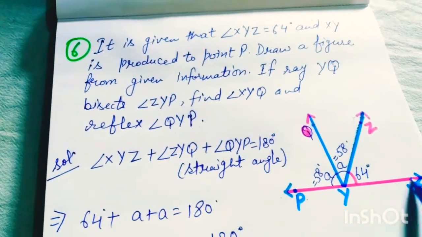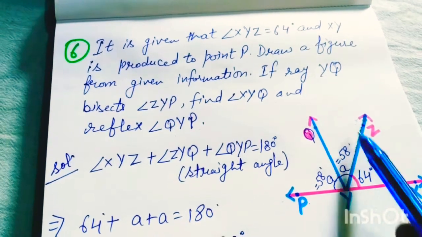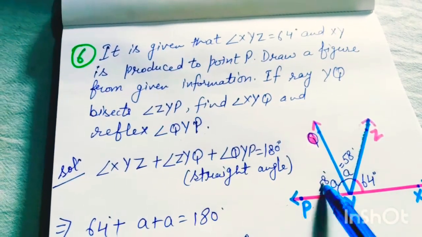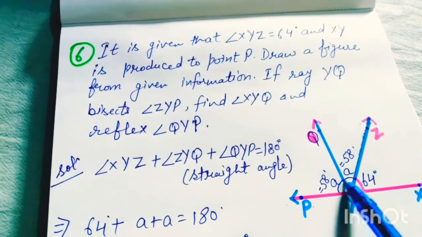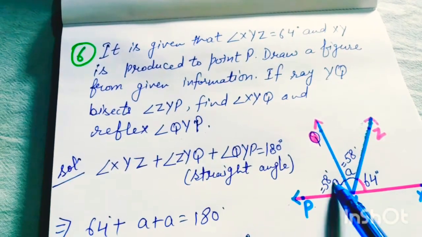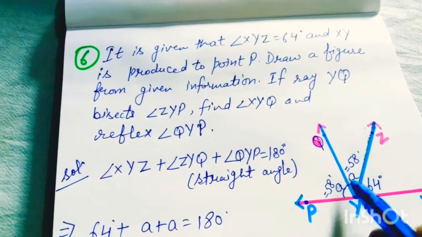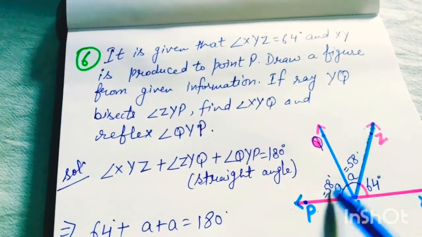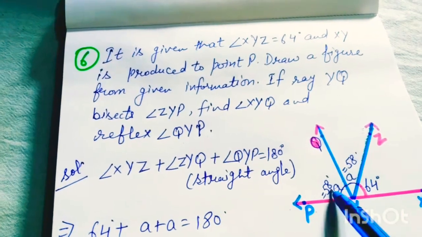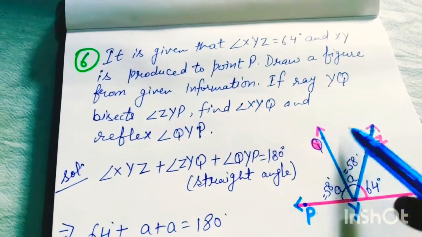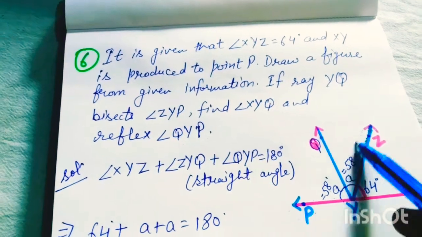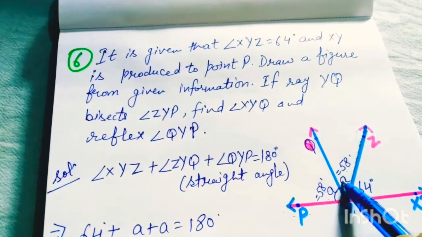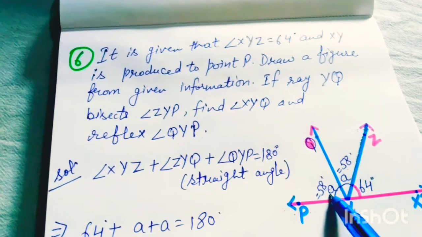First of all, we will take angle XYZ plus angle ZYQ plus angle QYP equal to 180 degrees, because these all together form a straight angle, and a straight angle is 180 degrees. Now, 64 degrees is given, and these two angles will be the same. Why the same? Because YQ bisects angle ZYP. If it bisects, it means these two angles are equal. I have written angle A here and angle A here.